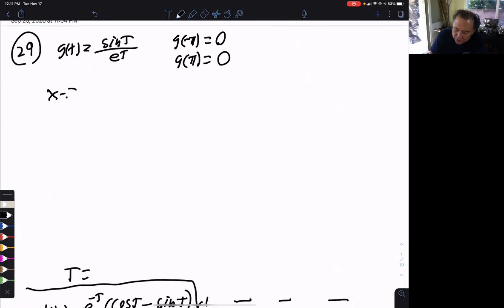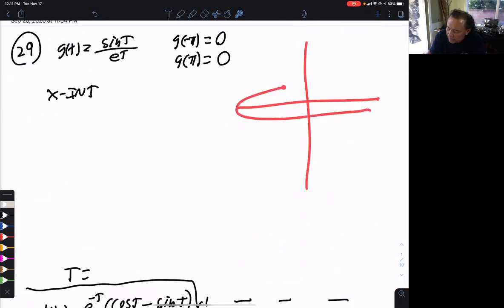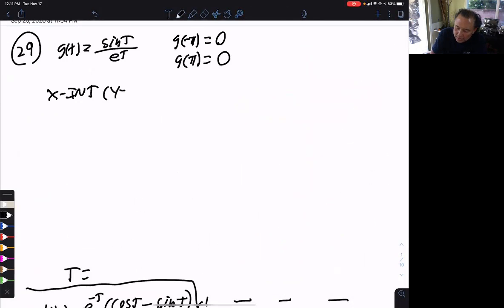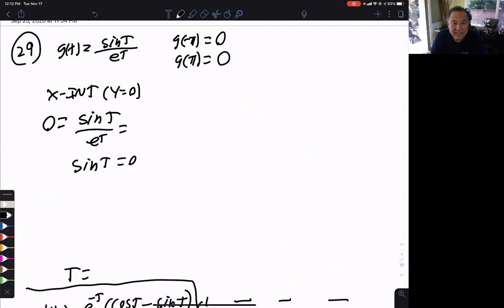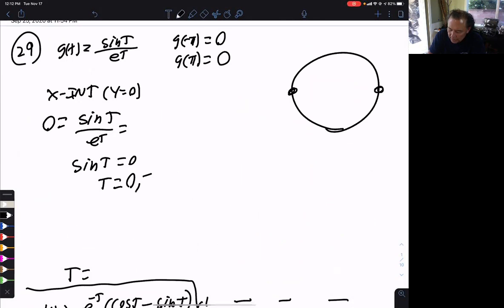Okay, how do you find x-intercepts? X-intercepts are where it crosses the x-axis. But on the x-axis, wherever it crosses, the y value there is 0. So for x-intercepts, you set y equal to 0. So you say 0 equals sine t over e to the t. So that means sine t must be 0. Where is sine 0? Sine is 0 on the unit circle here and here. So that's going to be 0, negative pi, and pi.